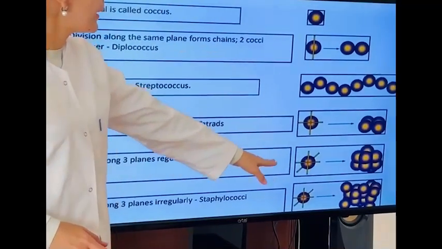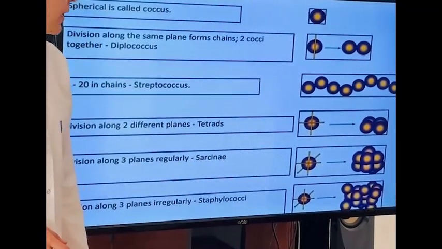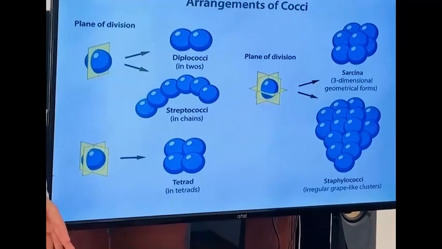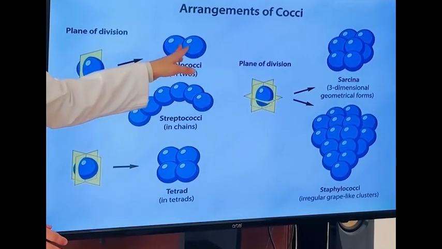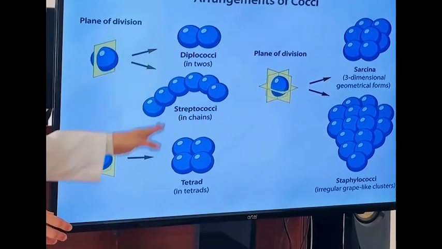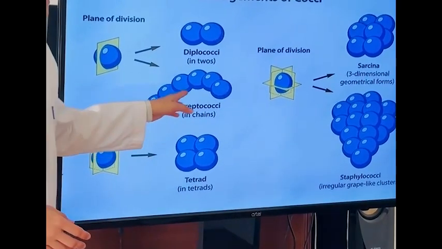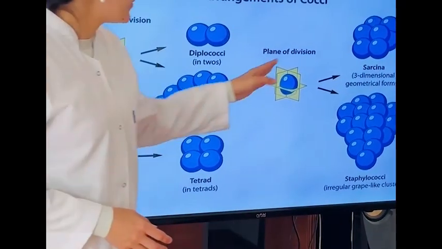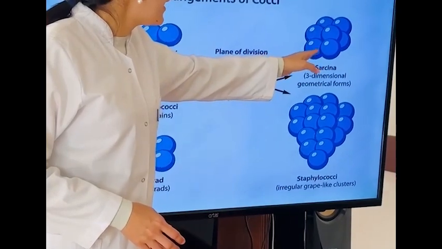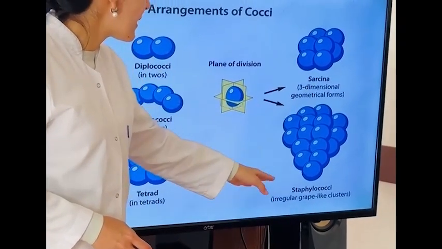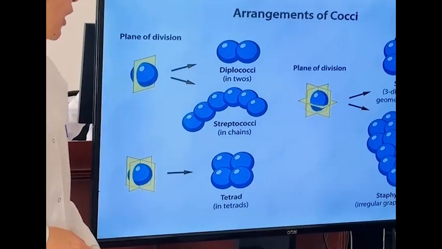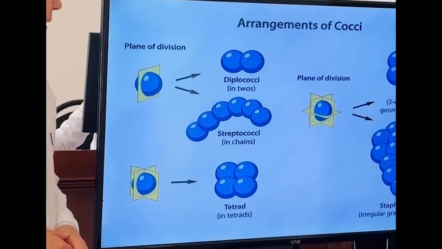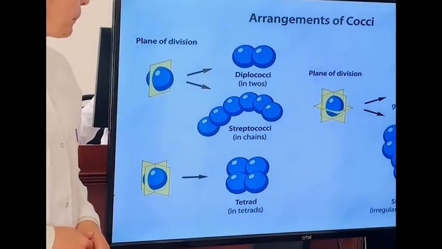Here we can look at the various coccus shapes. As for the arrangement of cocci, here you can see 2 cocci, which we call Diplococcus and Streptococcus, and here we can see 6 of them, for example Sarcinae and Staphylococcus. And if you see 4 cocci, we call them Tetracoccus.